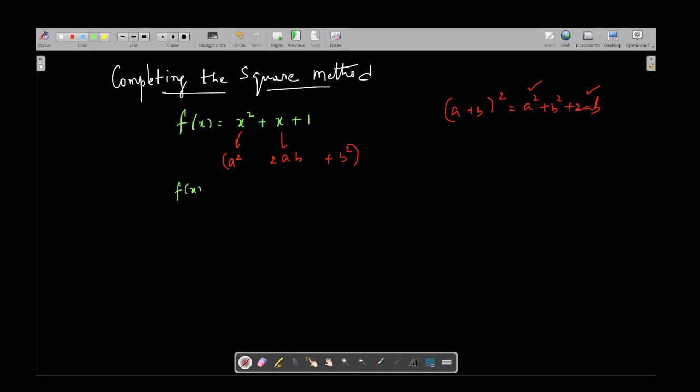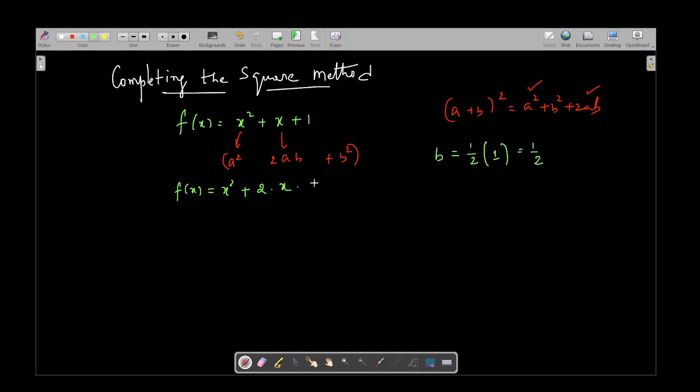f of x is equal to x square plus, so this we have to make 2ab. So what I'll do is I'll take 2, and a is x. Then how to find b? To find b, we have to take half of the coefficient of x. The coefficient of x here is 1, so half of 1 is half.